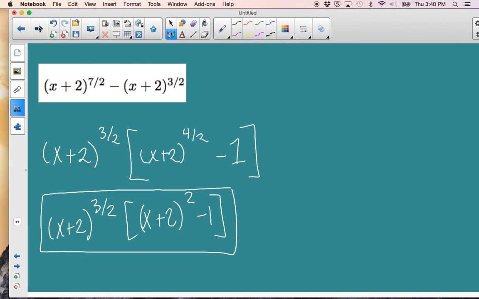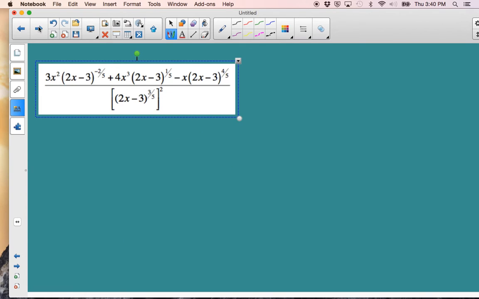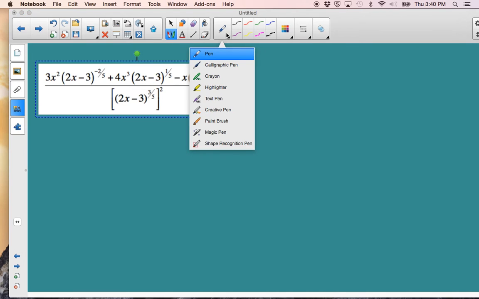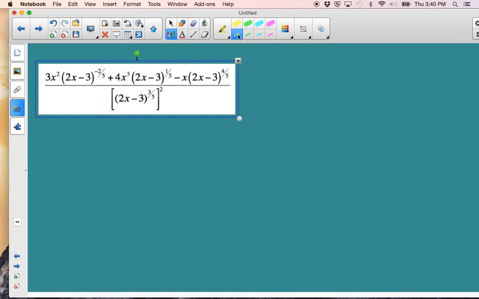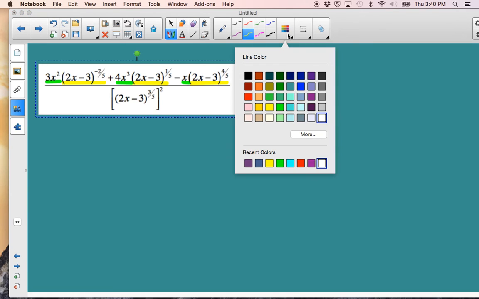And factor to GCF. Last problem here, and this one's a little bit more complicated. So I'm going to just look at the numerator first. And in the numerator, you can see that there are 2x minus 3's in each term, and there's x's in each term. So you have 2 factors in each term, well, and the coefficients also. So I'm going to look at each one of those separately.